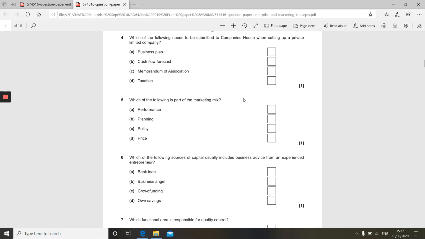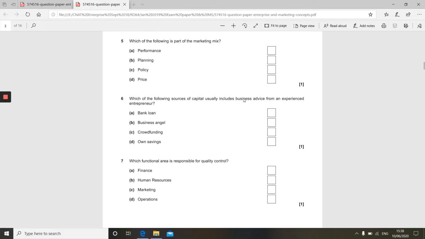Question number 4. This says, which of the following needs to be submitted to Companies House when setting up a private limited company? Now this looks at some of the legal requirements. These are legal paperwork, legal documents, which will actually separate a business from its owners. So that's where the limited liability comes into it. So I'd like you to pick out of those which one you think is going to be a legal document. Okay, so have a look down at them and think which one is going to be a legal document.